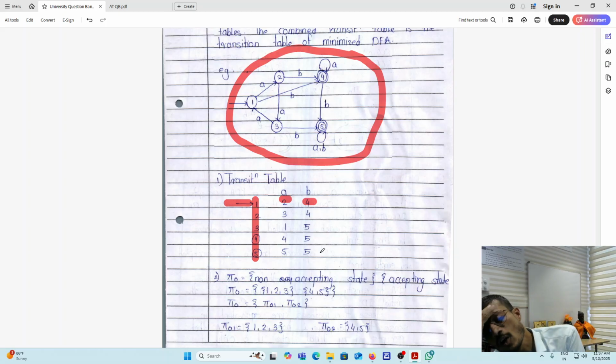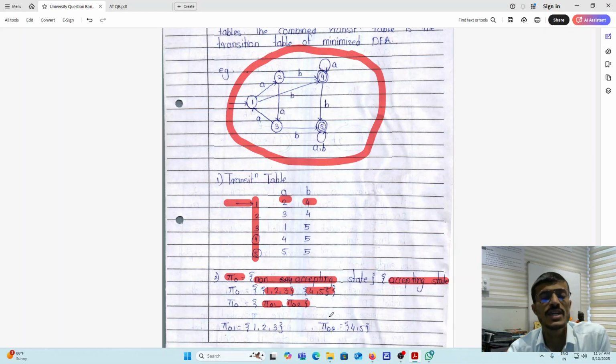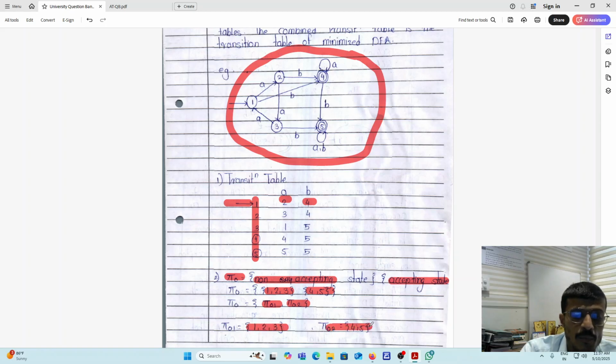Now, as per the definition of partition of finite state automata, we do the partitioning pi naught, containing the non-accepting states and the accepting states. Which are the non-accepting states? 1, 2, 3 are the non-accepting states, and the accepting states are 4, 5. Let us call them pi 01 and pi 02, and we have to check whether they go to the same state or not. So pi 01 is 1, 2, 3, and pi 02 is 4, 5.